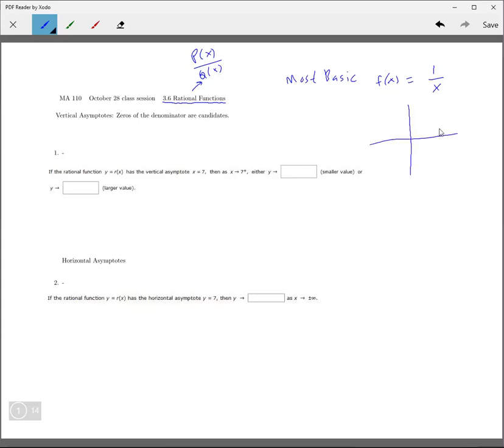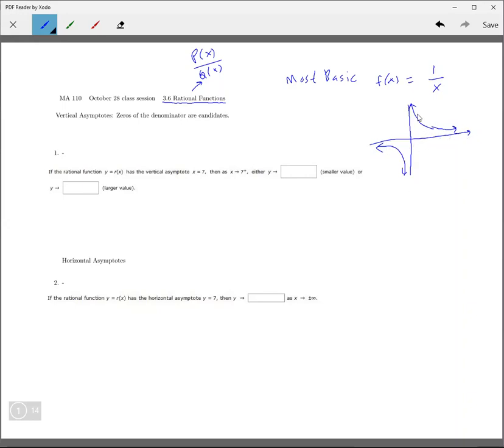The graph of y equals 1 over x looks something like this. As you go out along the x-axis towards infinity, x is getting larger and larger, so 1 divided by larger and larger numbers is going to 0. Likewise as you go to negative infinity. So the x-axis is a horizontal asymptote.